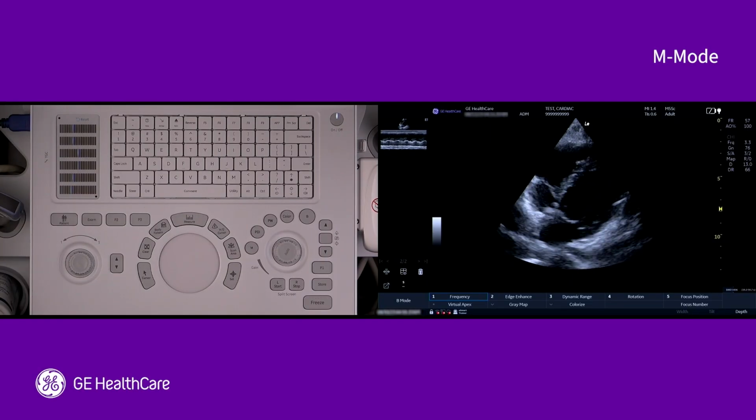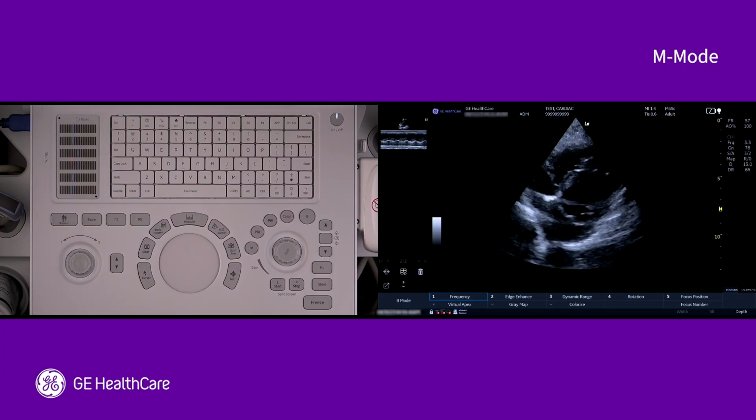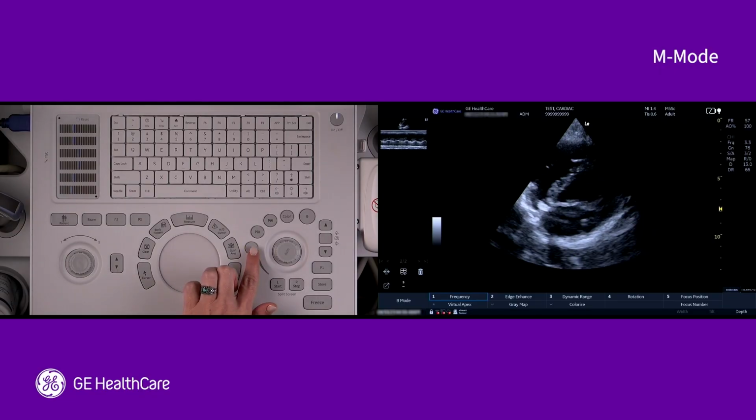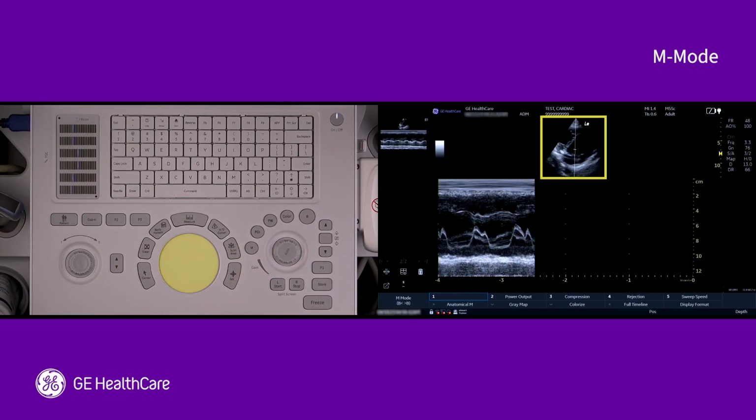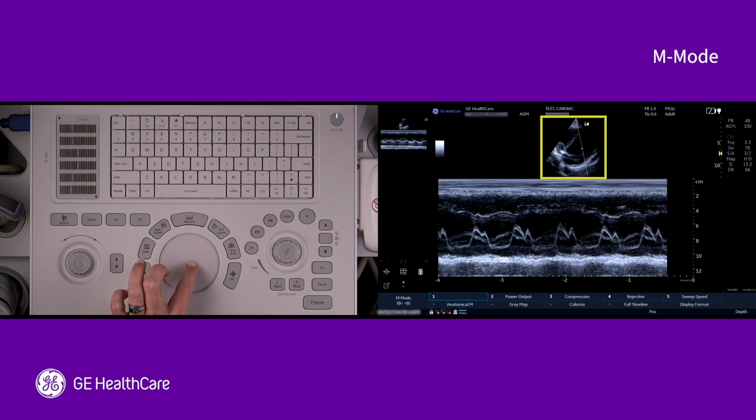M mode is used to determine patterns of motion for objects within the ultrasound beam. The most common use is for viewing motion patterns of the heart. Activate M mode by pressing the M key. Use the trackpad to move the M mode cursor.